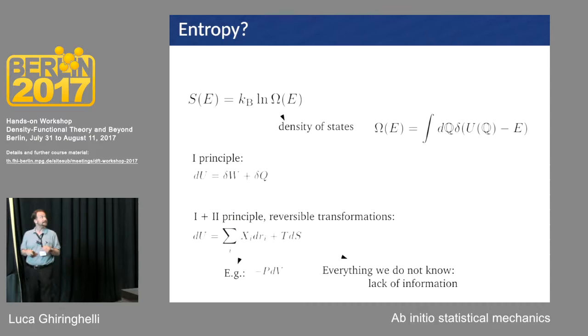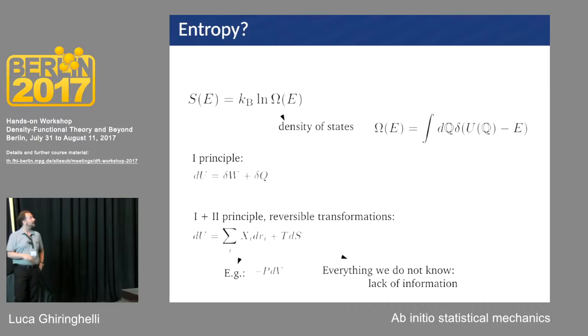So this is the definition of entropy in statistical mechanics. It's the logarithm of the density of states multiplied by the Boltzmann constant. If people were smart, they would have said the Boltzmann constant is 1. The entropy is basically the scale in this thing, but for historical reasons we have a constant here. In any case, it's the logarithm of the density of states. Density of states is the number of states with a certain specific energy, integrated over all the possible configurations of the system that are compatible with this energy.